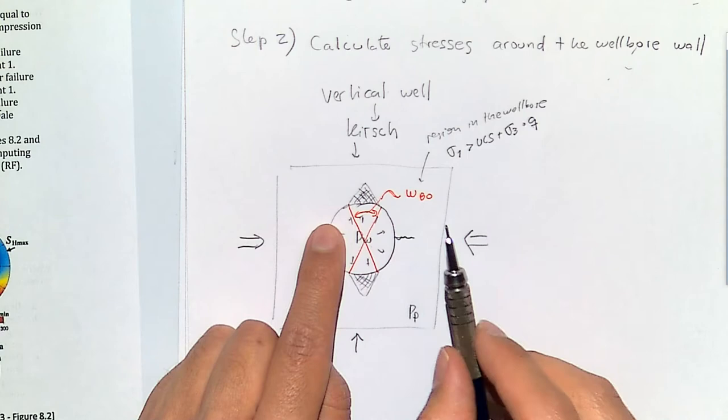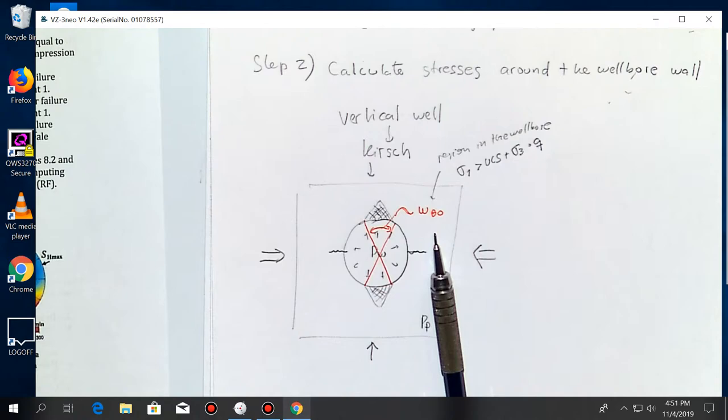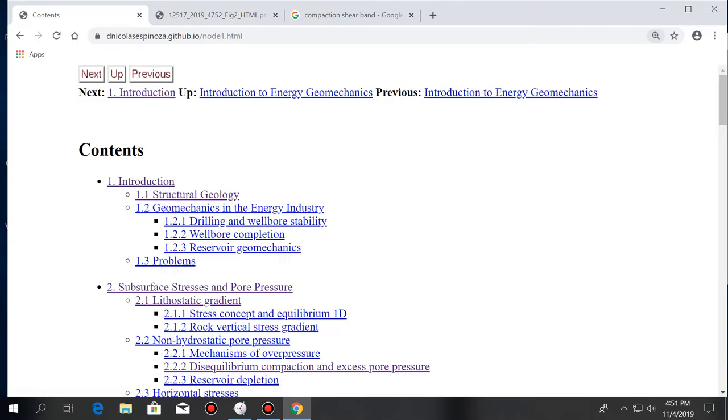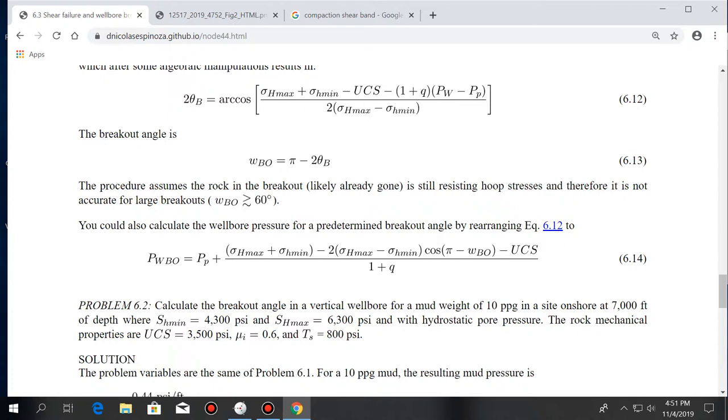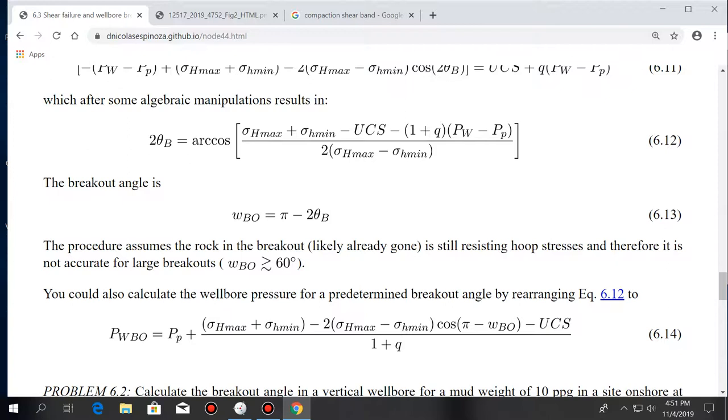For a vertical well, you can do this analytically. It's not too difficult. And here is the solution for that. This is the solution. That will be the angle of the breakout that you would get with a given state of stresses, unconfined compressive strength of the rock, friction coefficient, and pressure of the wellbore minus pore pressure. So you have everything there. This will actually be the breakout angle.